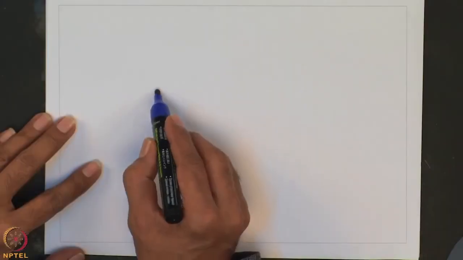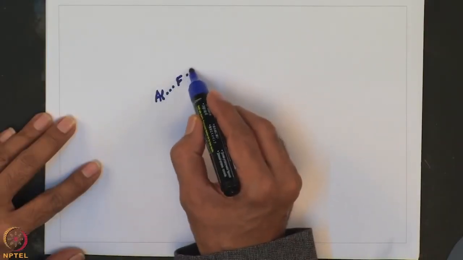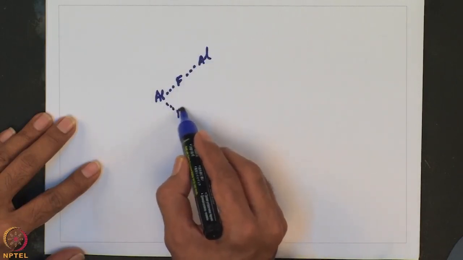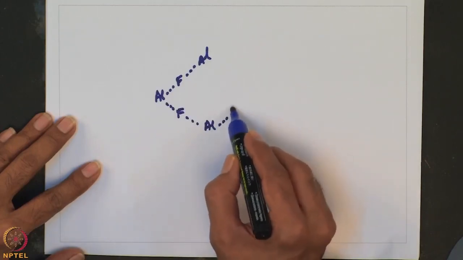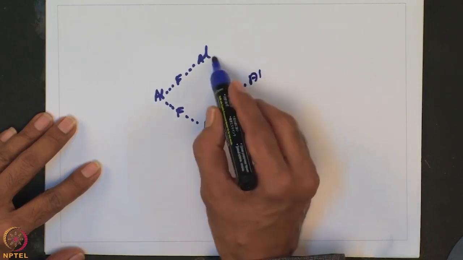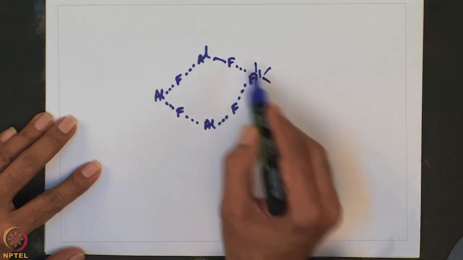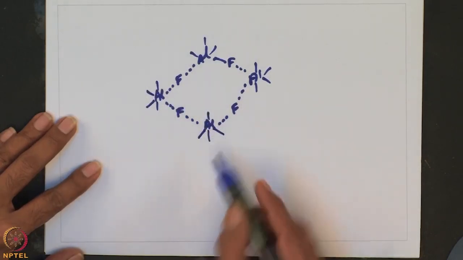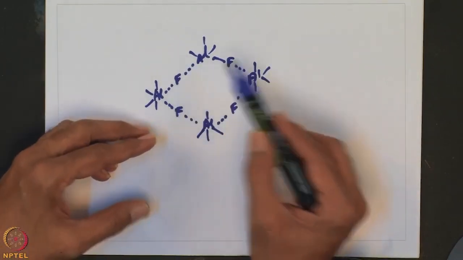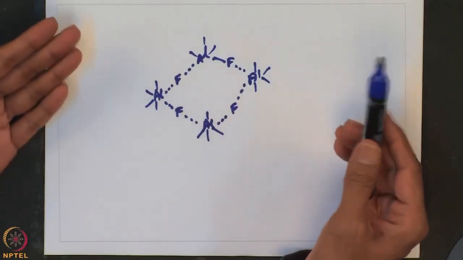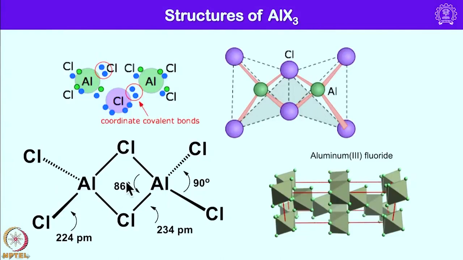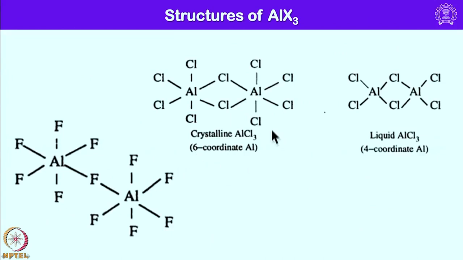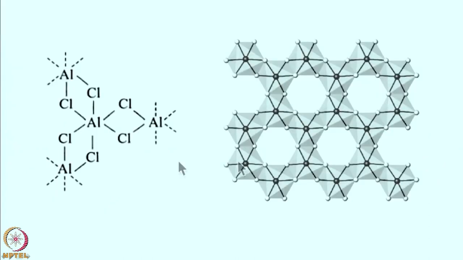For example, if I consider, so it continues like this, each monomeric unit will have this kind of linear arrangement. Of course, I can tell you why it is linear, whereas in the case of chloride it's a little different. You can see here we have a bent structure, and this is in the solid state. In the liquid state and gaseous state it exists in the dimeric form, whereas in the solid state it is hexa-coordinated in this fashion.